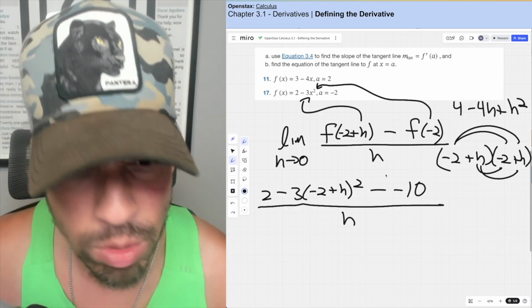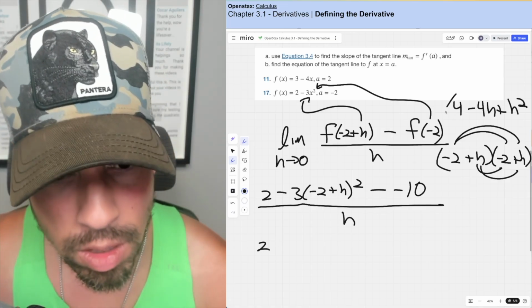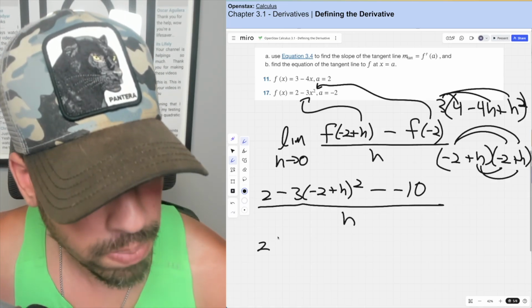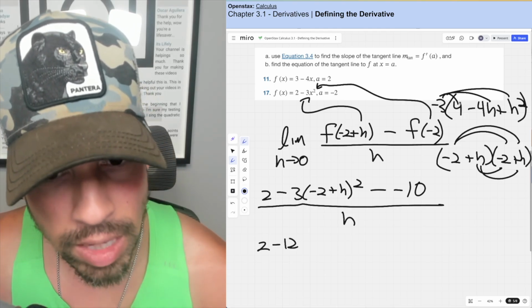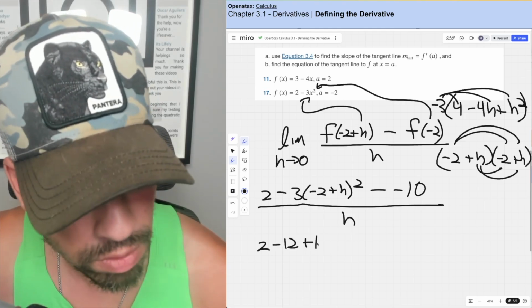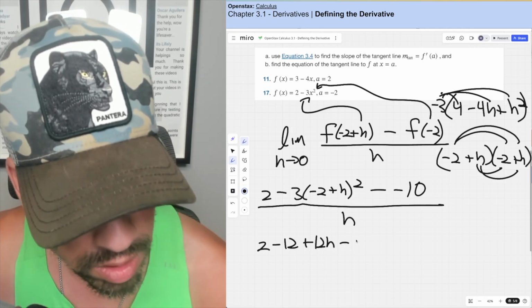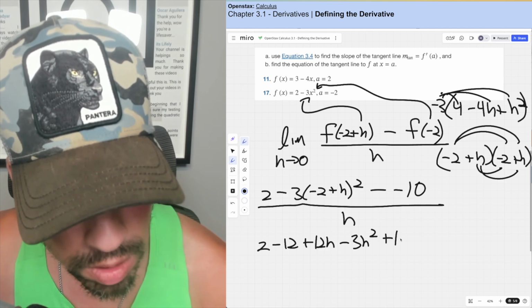I'm just trying to save some room here. So now we can rewrite this whole thing out. 2 minus 3 times all of this, and then we're going to distribute that negative along. So it's going to be negative 12. Negative 3 times negative 4 is positive 12h. And then times h squared is negative 3h squared. Minus negative is a plus, so that's plus 10.